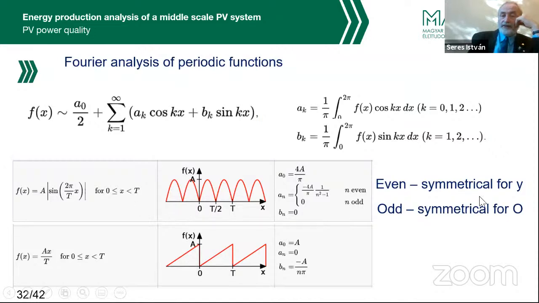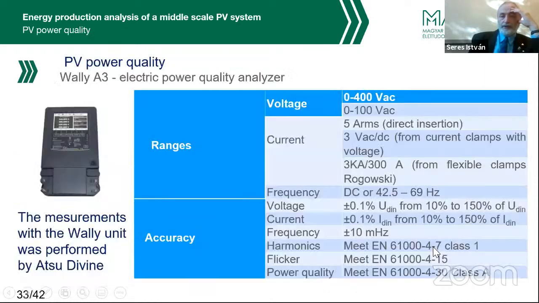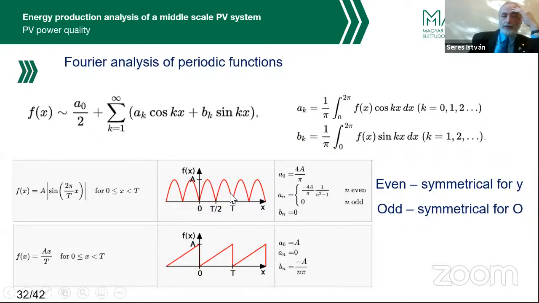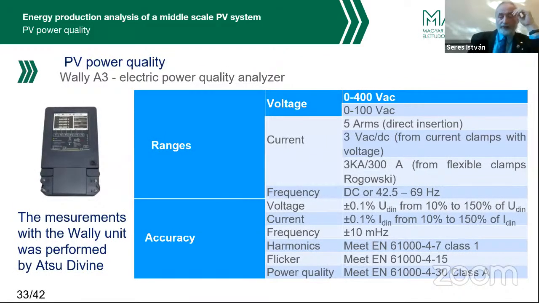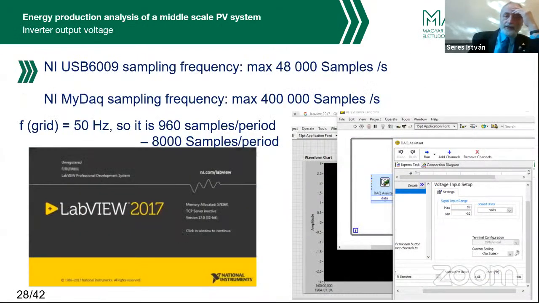In some cases, we have even functions. We call a function even when it is symmetrical to the y-axis, and we have an odd function when it is symmetrical to the origin. A sinus function is an odd function and cosinus is even. In this way, we can use each.